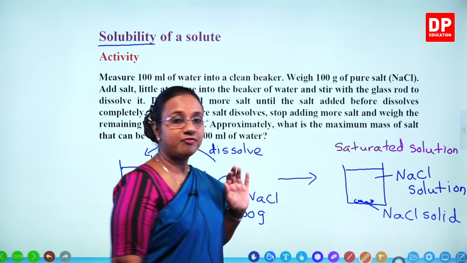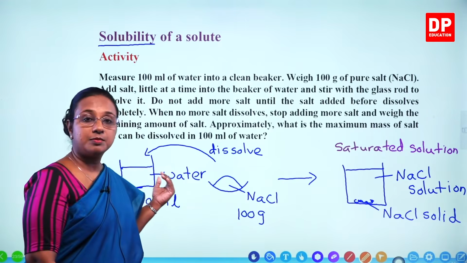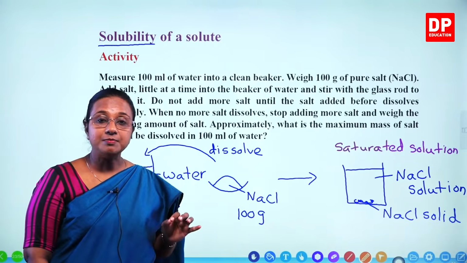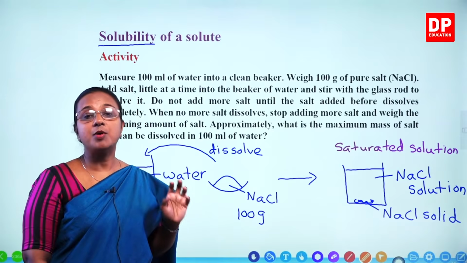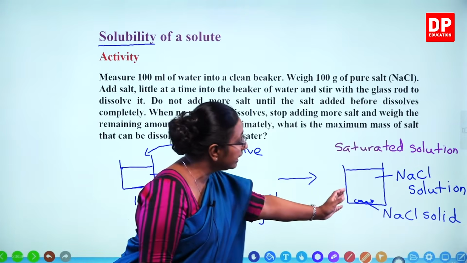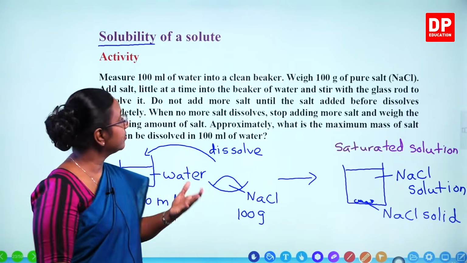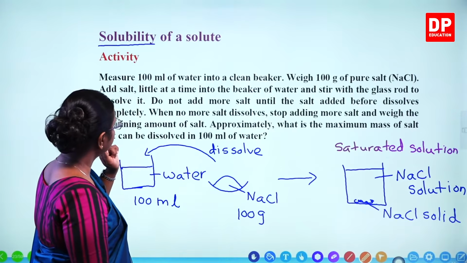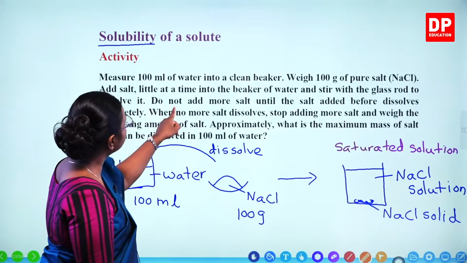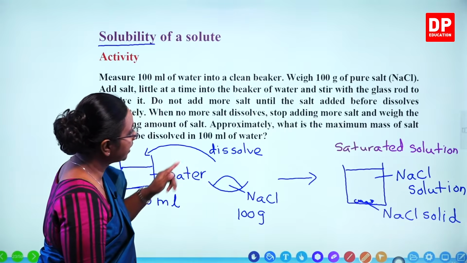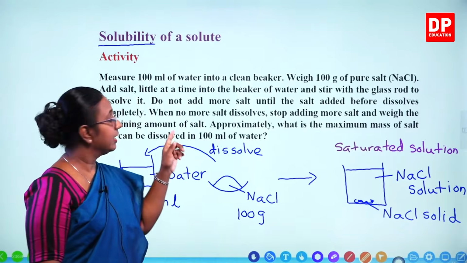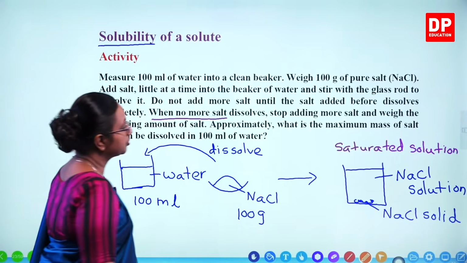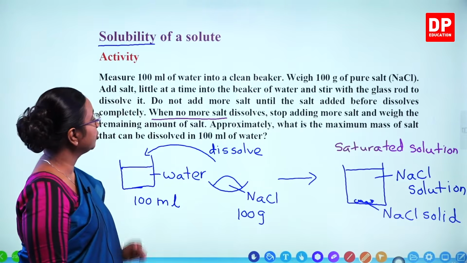So, what we have done is, by adding sodium chloride to water, we have prepared a saturated solution. That means we have dissolved the maximum possible amount of sodium chloride in 100 milliliters or 100 centimeter cubes of water. If you read the rest of the procedure, do not add more salt until the salt added before dissolves completely. When no more salt dissolves, stop adding more salt and weigh the remaining amount of salt.